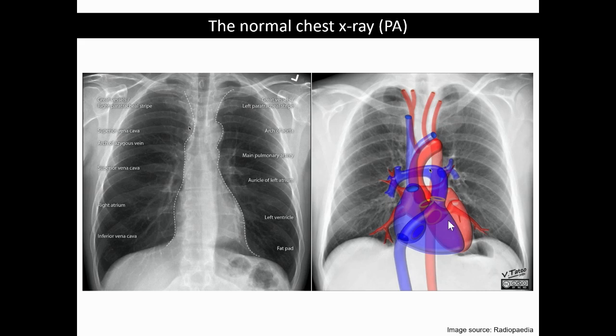On the right image, you can see the projection of the heart and the great vessels, and you can see again that much of the heart's shadow on the right is made up by the right atrium, and the right ventricle causes the shadow of the heart in the middle and even on the left.